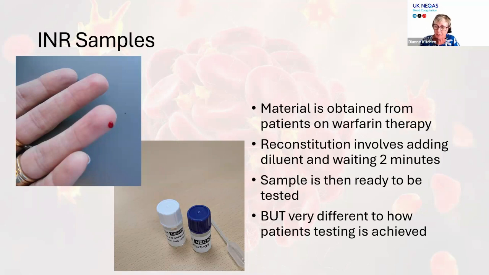So this first bit of the testing is very different to how you would obtain a patient sample, but once it's back to its liquid form and it's been sat for 2 minutes, it's fully dissolved, then you treat it exactly as you would a patient. So the device actually seeing the test strip is being treated in the same way. And because it's genuine samples from genuine patients on warfarin therapy, it's quite commutable at that point. But it can be difficult because patients' testing is very different, so it's quite different for the end users to do.